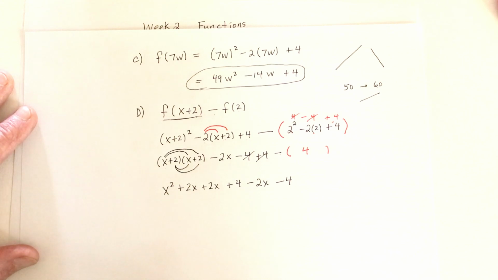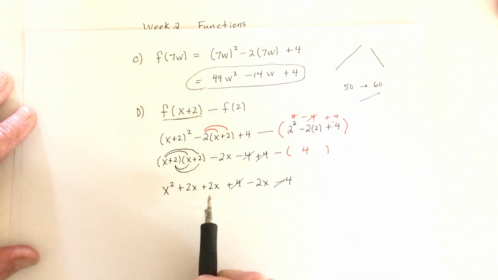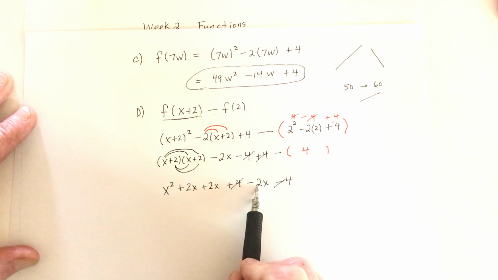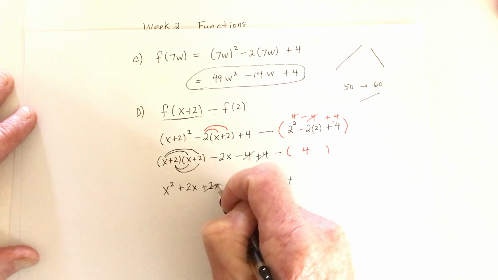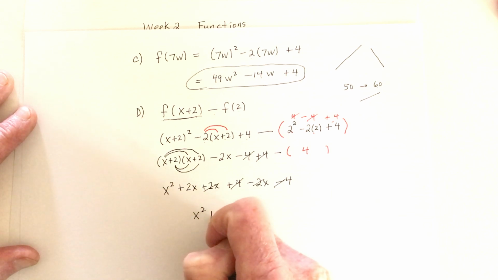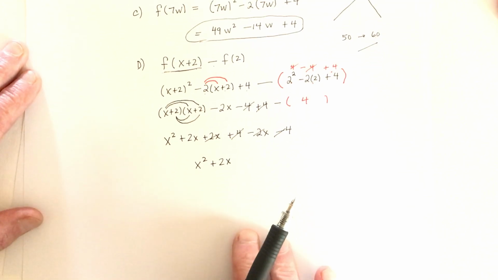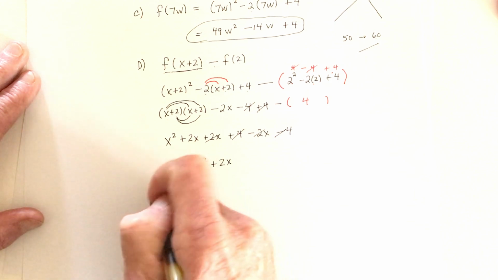Okay, we're almost done. We just need to simplify. Well, in here, I can see there's a positive 4 and a negative 4, so they're going to cancel. There's a positive 2x and a minus 2x, so they're going to cancel. And all that's left is x squared plus 2x. So then that is the answer. Now let me just show you part E real quick.